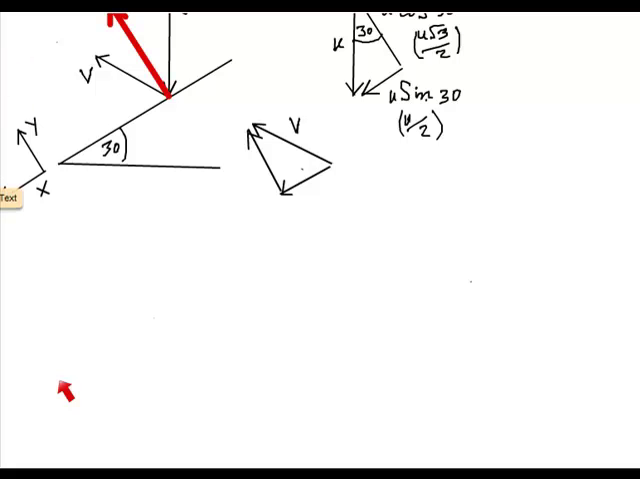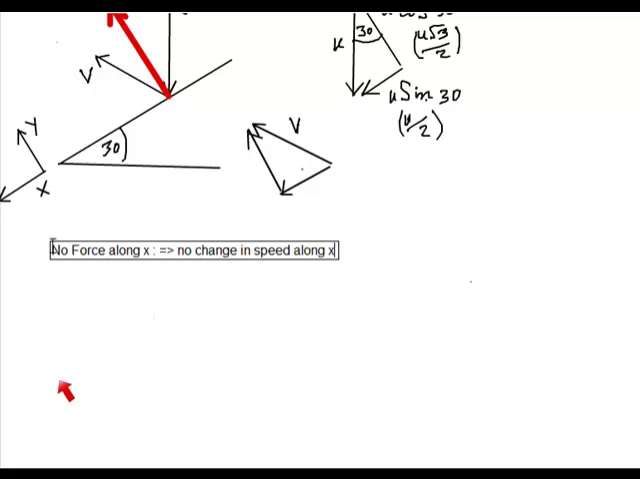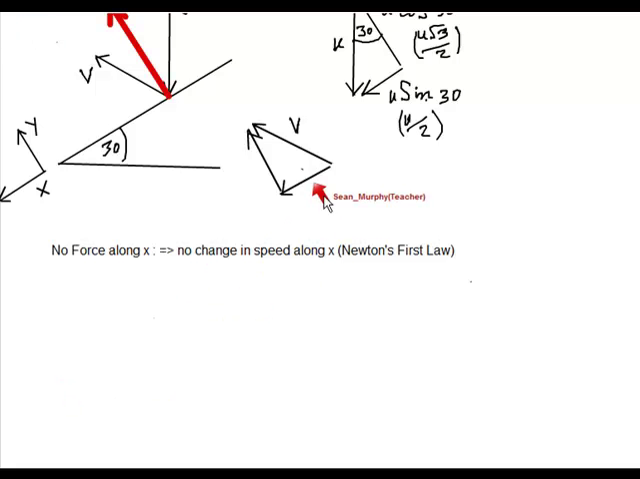And according to Newton's first law, if there is no force along x, that means there is no change in velocity or speed along x. Again, that's as a result of Newton's first law. And if there's no change in velocity or speed along x, that means we can safely say that this component along x after the collision is the same as before, which is u over 2. So it's u over 2, and this one for the moment we'll call vy.